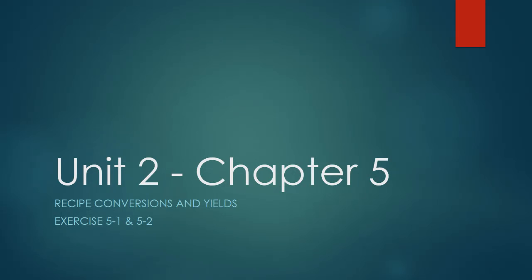Welcome to Unit 2, Chapter 5, Recipe Conversions and Yields, Exercise 5-1 and 5-2. I thought I would combine these two. It's a very short chapter and it's only two recipes or two formulas you actually need to remember. And what we use these for is to take an existing recipe and then convert it to amounts that you want, that the recipe does not originally make for you.